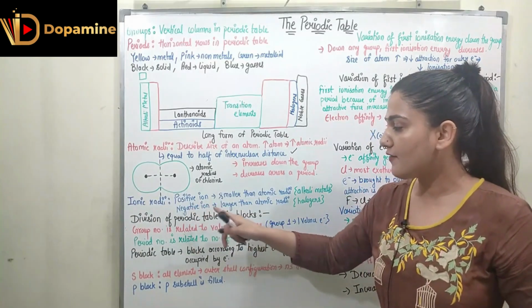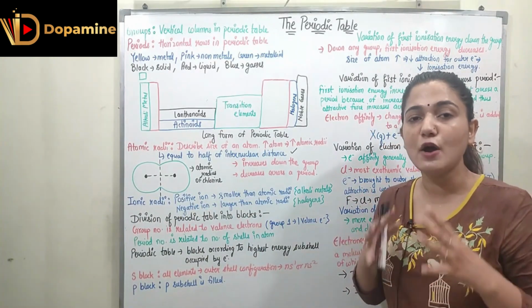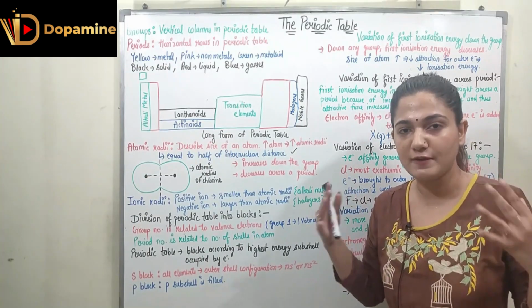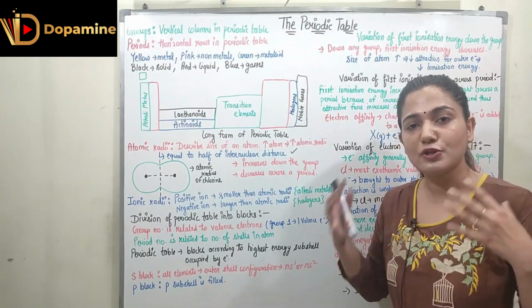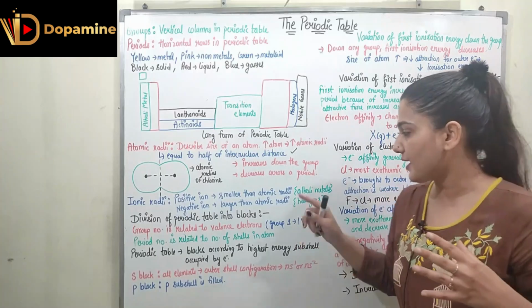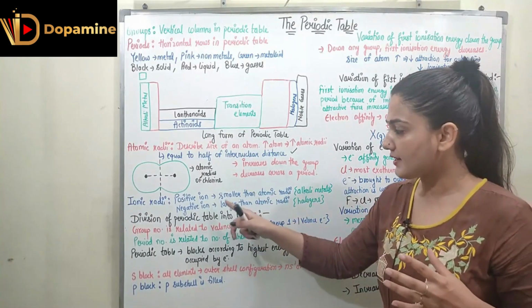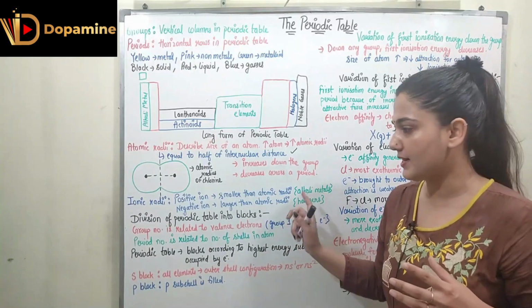In the case of negative ions, it is going to become larger because now I have more electrons. There would be greater repulsion forces between all of the electrons, and they tend to spread out more. In the case of halogens, we can understand the ionic radii is greater than the atomic radii.